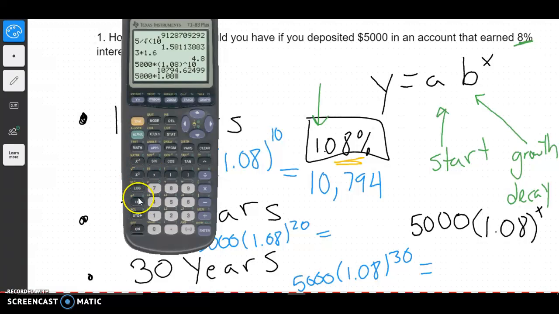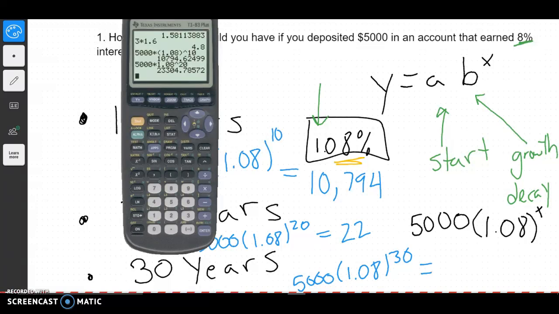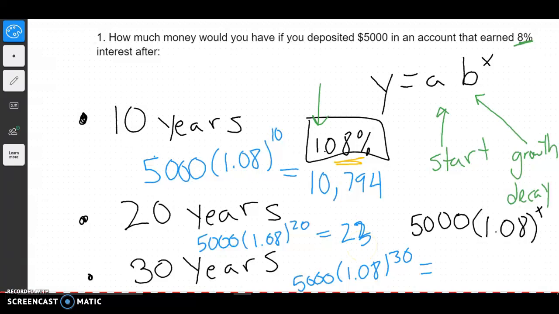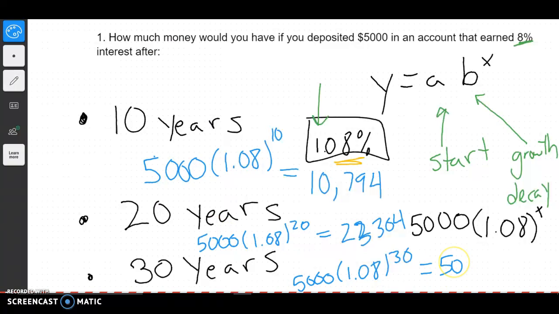For your thing today, I think you're going to round it to the nearest cent. This is 23,304. And this last one would be 5,000 times 1.08 to the 30th. So that's about 50,000. So if you had $5,000 and you put it into an account that earned 8% interest, if you just waited 30 years, you would have quite a bit of money. That is quite a bit of time. So as you can see, if you have money, if you put it in an account, you're going to make money in the long run.